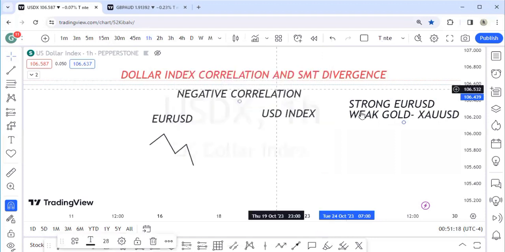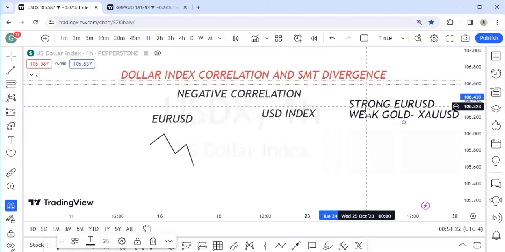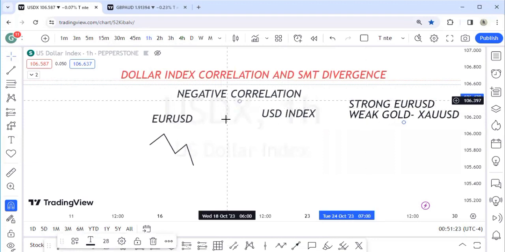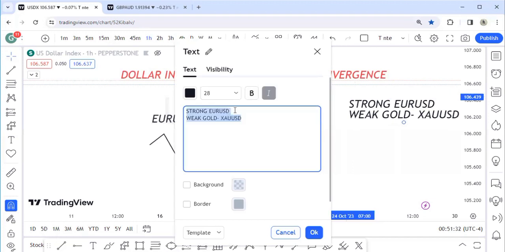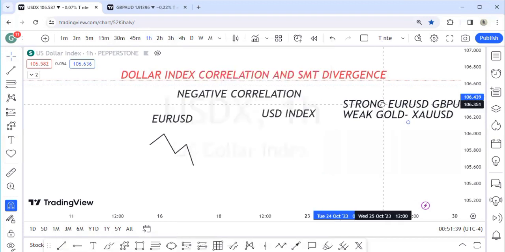That means the connection between gold and dollar is not so strong. Sometimes you can see gold and dollar going in the same direction. So it's not really strong. The strong pairs are the ones you should focus on, like the Euro USD and the GBP USD. If you are a GBP trader, then you can use the dollar index for your trades, right? So this is it.